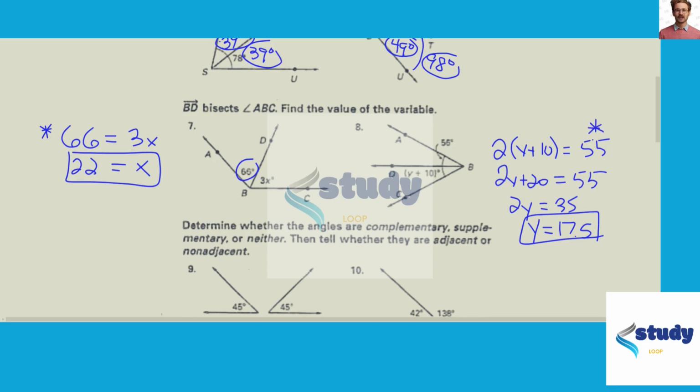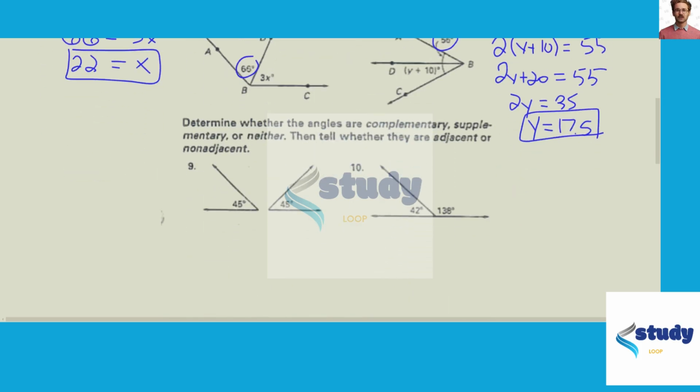Now, there's a good chance that, again, with the copy, that's actually a 56, not a 55. So if it's a 56, then make it 56, but do the same steps. That would actually make it 18 instead of 17.5. So fix that if you need to.